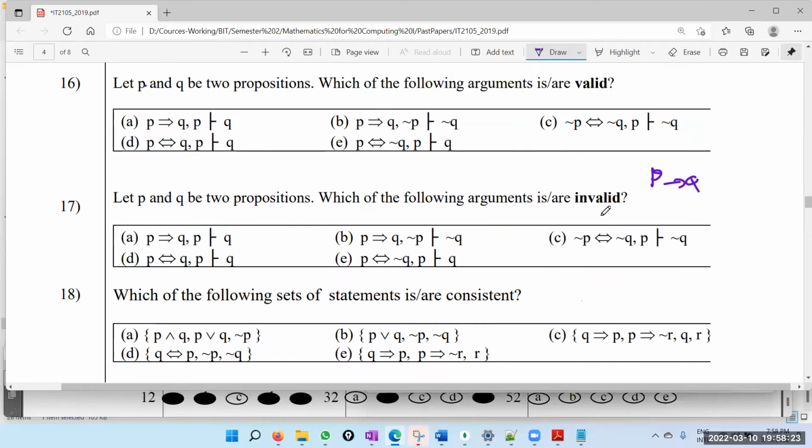Right, so let's take the first one. P implies Q. P, therefore Q. Then our strategy is we assume that these are true, and we want to check whether this is always true. If this is always true, yes, your argument is valid.